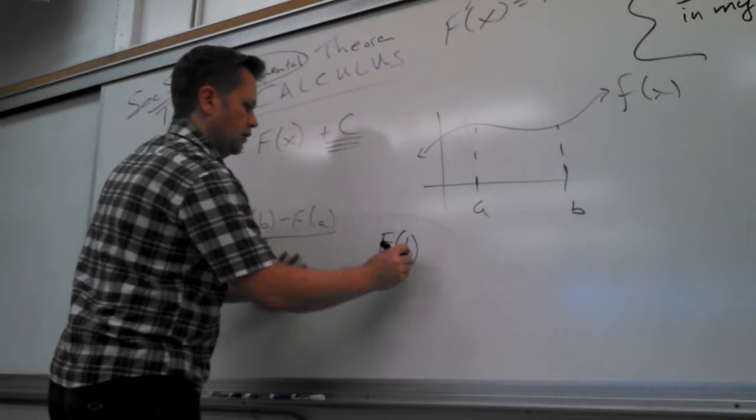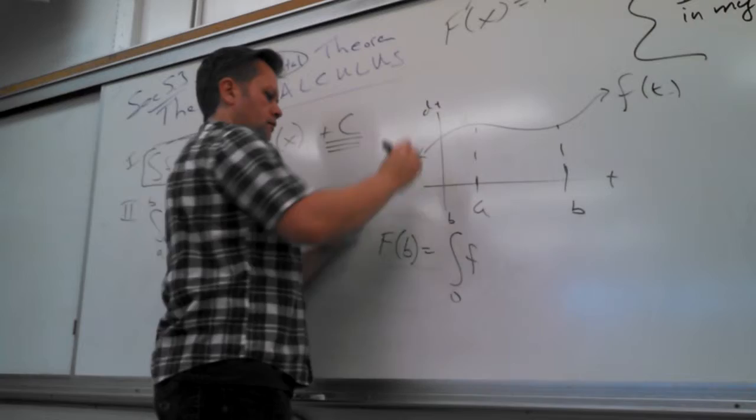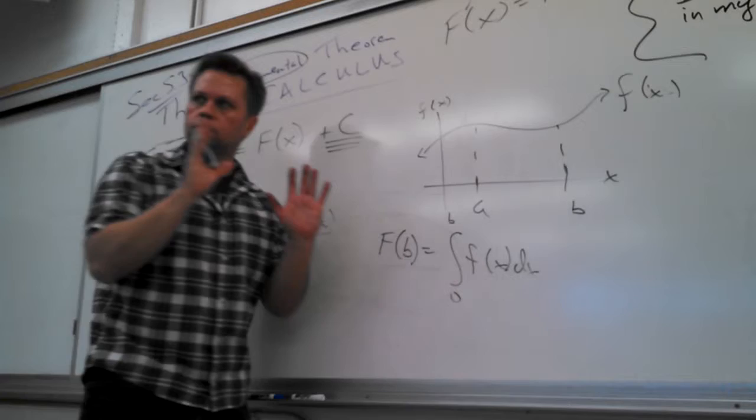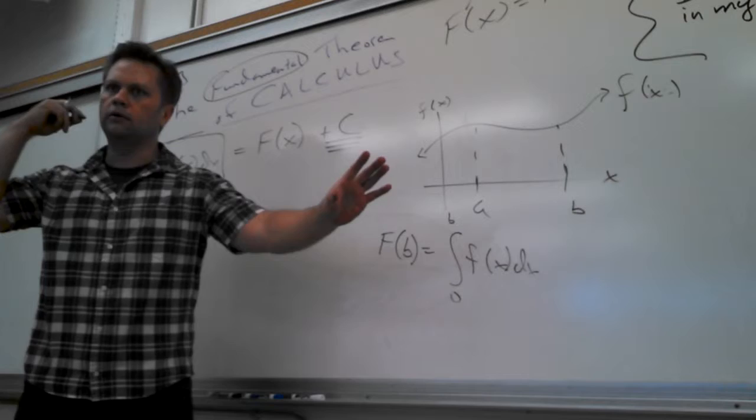This is the integral from 0 to b of this. Let me make this f of t for right now. I don't have to do that, I can make it x. Okay, let me stop there. Is that cool? That's what that represents. We know that from the first part of the fundamental theorem, the integral from 0 to something is the antiderivative at that point. And what's F of a? Same thing, the integral from 0 to a.